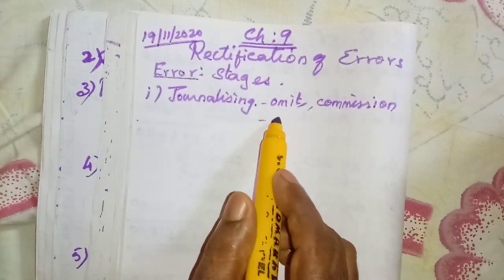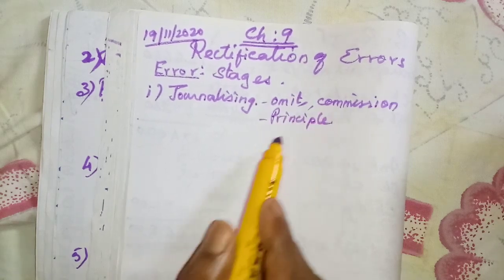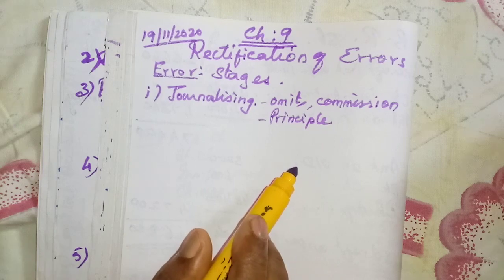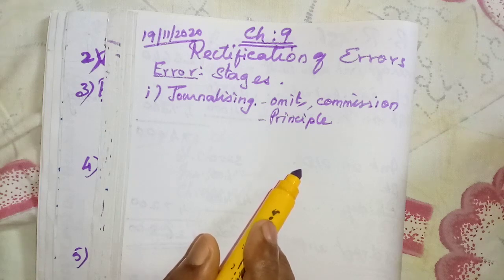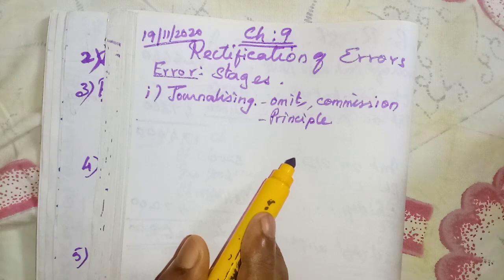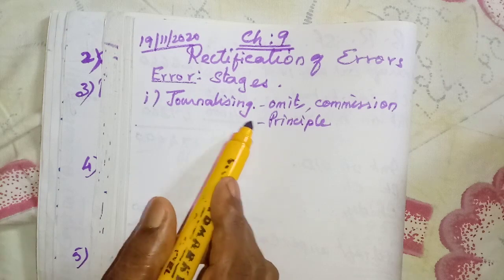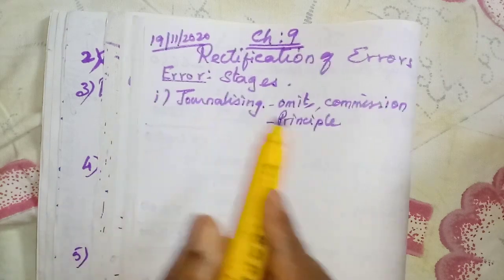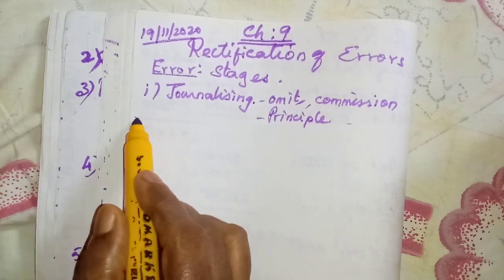Then, the error of principle. For furniture purchased, we may record in the purchase account debtor to cash. But the correct entry will be what? Furniture account debtor to cash, isn't it? By seeing the word purchase, we might have entered in the purchases account. Okay, that is wrong. So that is called error of principle. So at the time of journalizing, we can make the error of omission, error of commission, and error of principle.